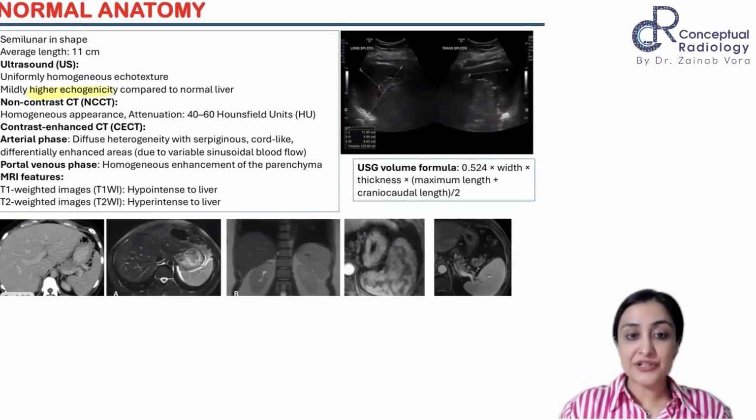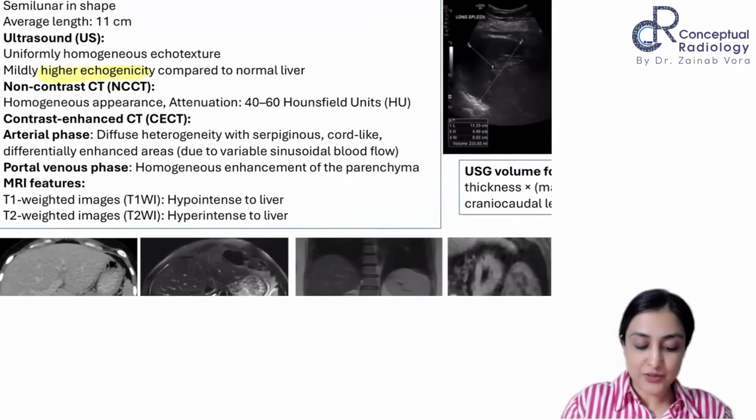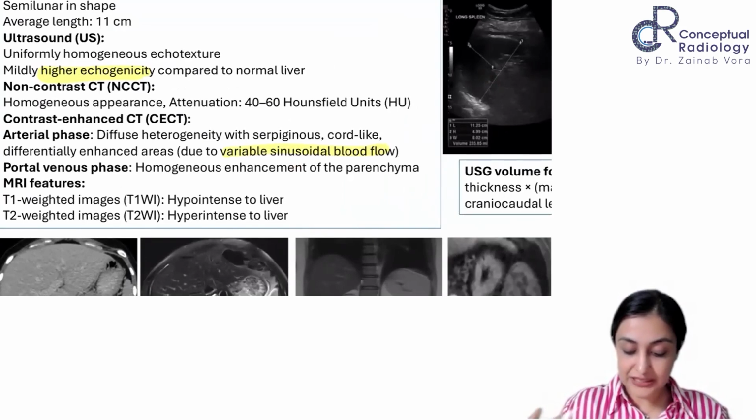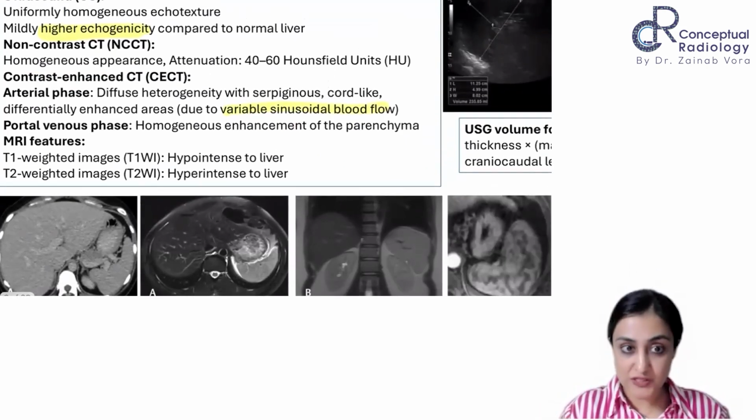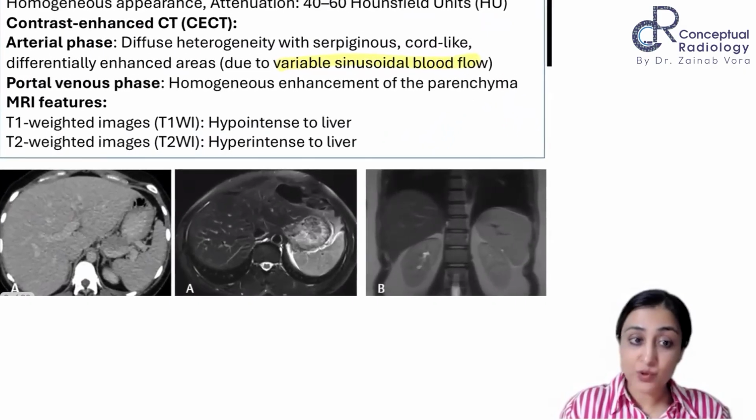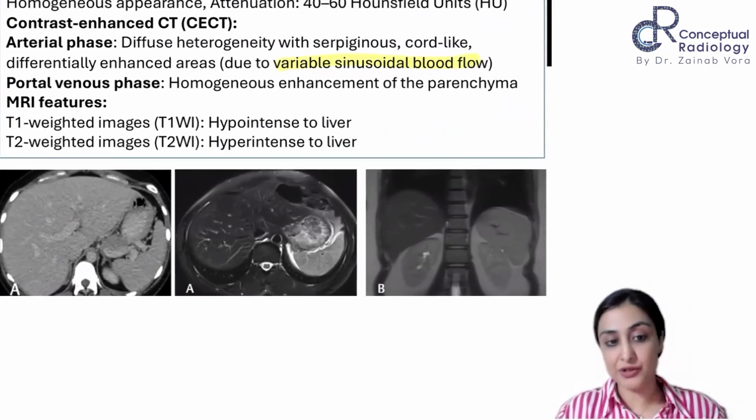So this is arterial phase. It's because of the variable sinusoidal blood flow. That's important. In the portal phase, it becomes homogeneous. What about MR? On MR, T1 it is hypo compared to liver. On T2 it is hyper compared to the liver.